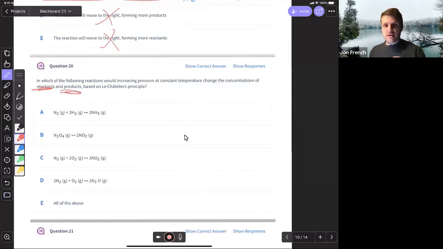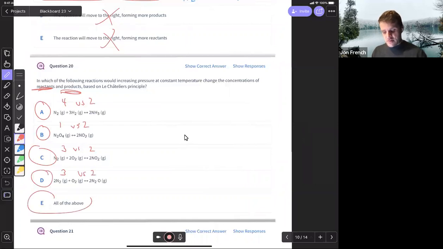So basically, we're looking for all cases where the number of moles on each side is different, because if the moles are different, then pressure will have an influence on equilibrium. So here I've got 4 versus 2. So that one works. I've got 1 versus 2. That one can also be influenced by pressure. I've got 3 versus 2. That can be influenced by pressure. And I've got 3 versus 2. That can be influenced by pressure. So E, all of the above, all of those reactions can be influenced by pressure because they have a different number of moles in the gas phase on both sides of the reaction equilibrium.